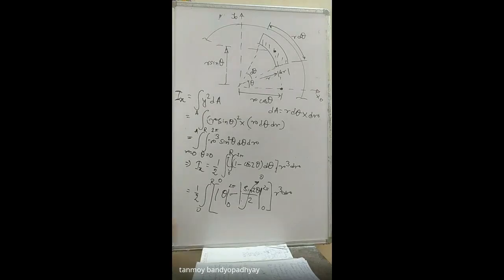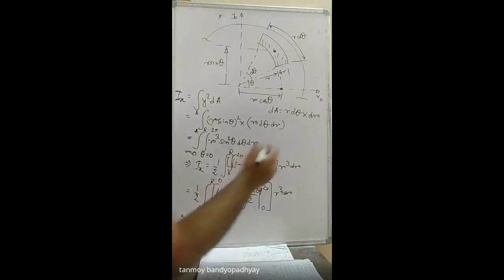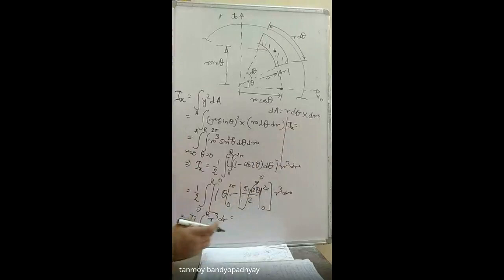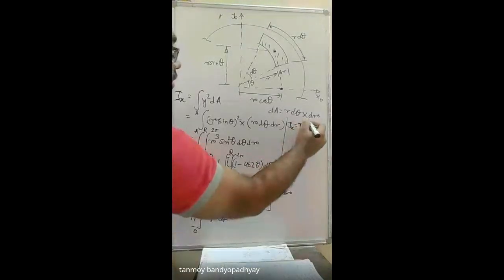So this will be half integration of 0 to capital R. This will be 2 pi. So 2 pi, if I take outside, only pi will remain. ঠিক আছে? Pi into R cube dr. So R cube dr means R to the power 4 by 4. So Ix should be equal to pi into R to the power 4 by 4.